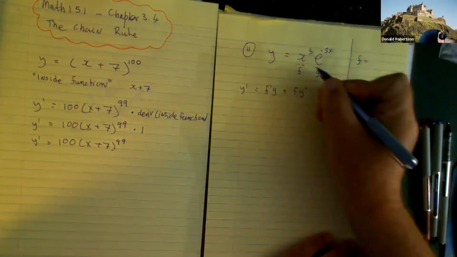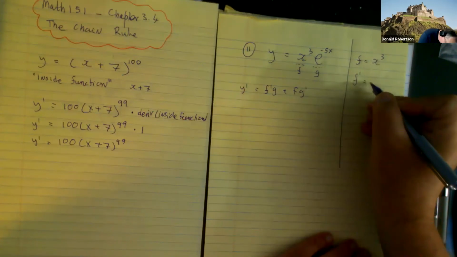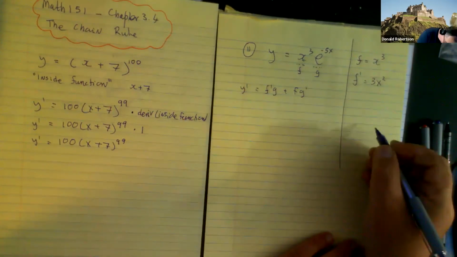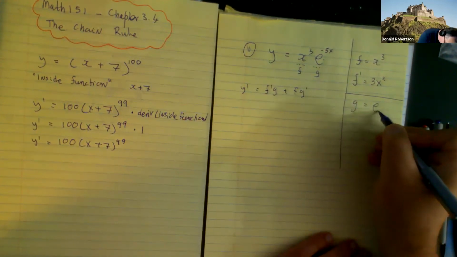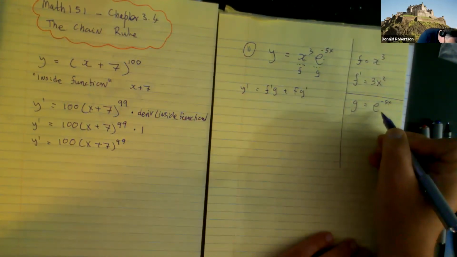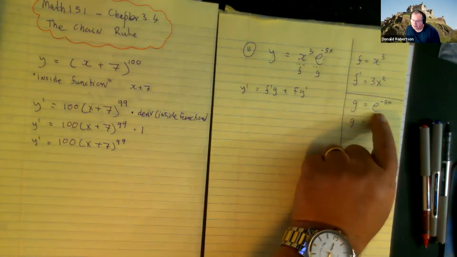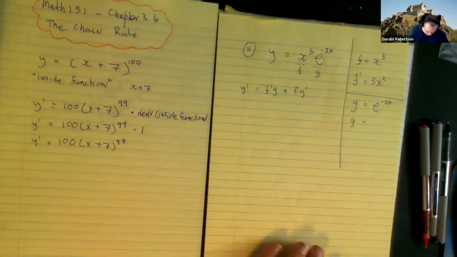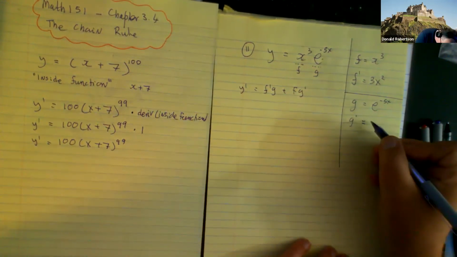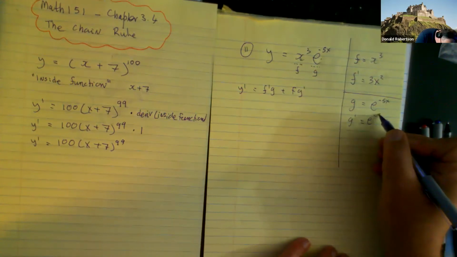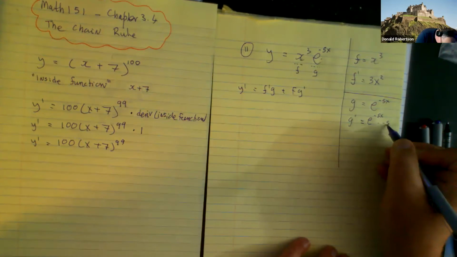The function f is the first guy, x cubed, and its derivative, f dashed, is 3x squared. The second function, g, is e to the negative 5x. Do you recognize that that is not a very complicated one, but isn't that still going to be a chain rule question? So when I find its derivative, it's e to the inside function. So it's going to be e to the negative 5x times the derivative of that, which is negative 5.